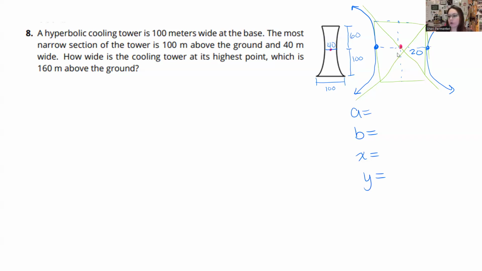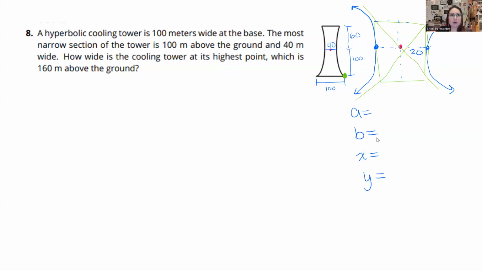I also know a point on the hyperbola. I know this point right here because I know that to get to this point, if I'm calling this my center, and if the whole thing is 100, well, half of it would be 50. So I could go over 50 and then down 100 to get to this point right here. So I know a point.